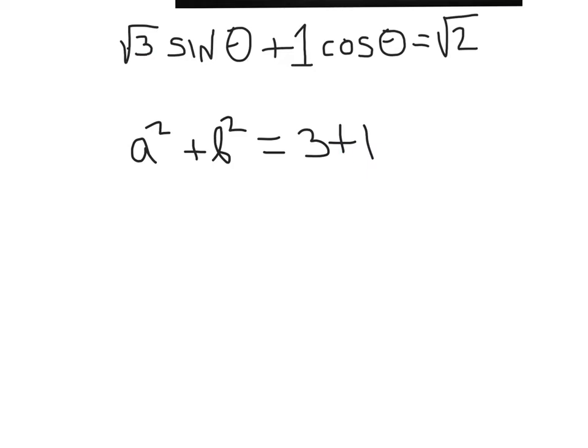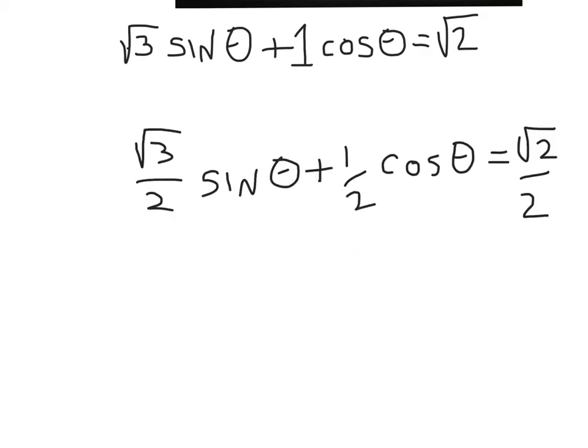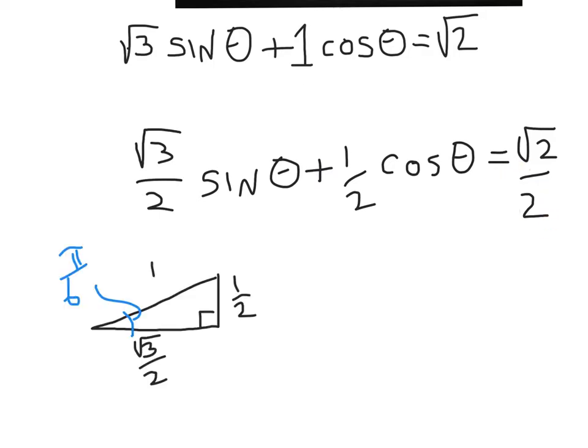A squared plus B squared is 3 plus 1, so therefore the square root of A squared plus B squared is 2. So we divide everything by 2, right? There, 1 over 2 from here, and then this one. Now when you see these two things, root 3 over 2 and 1/2, connections are going to be made in your brain, because you recognize those as the cosine and the sine of 30 degrees.